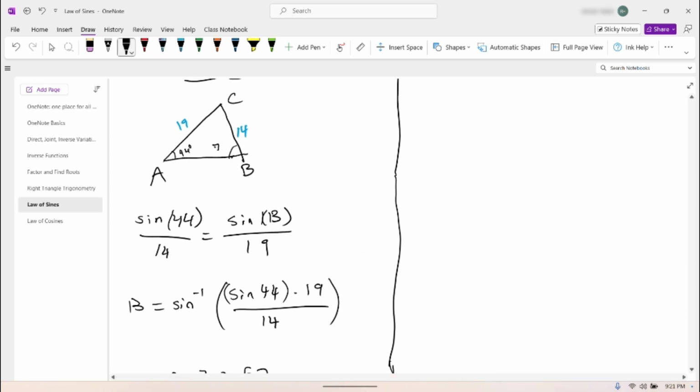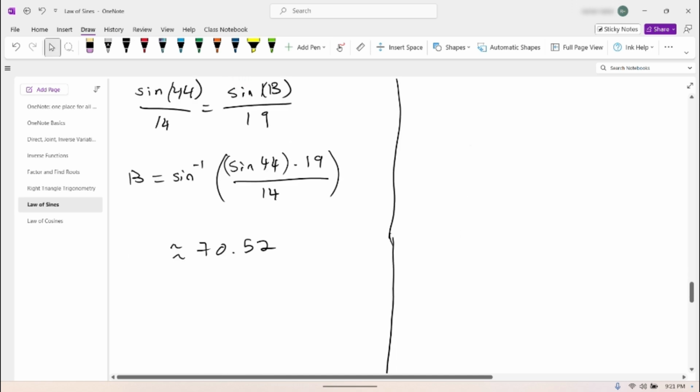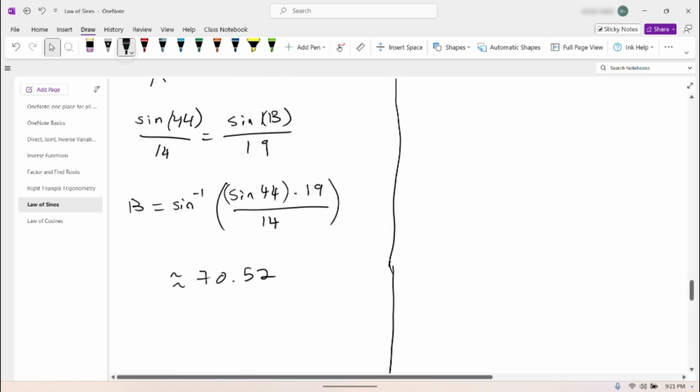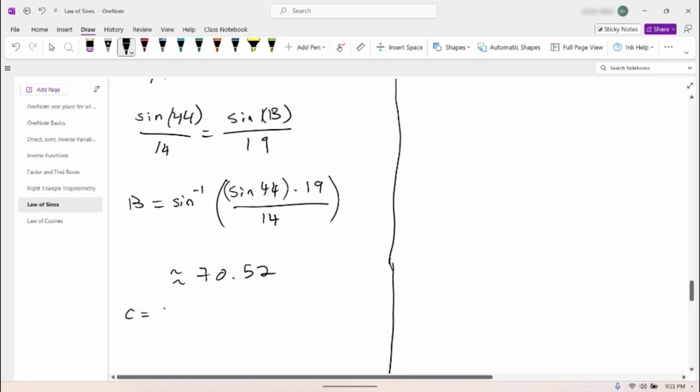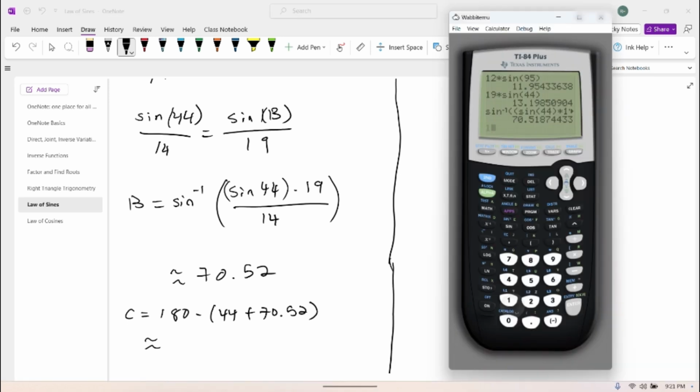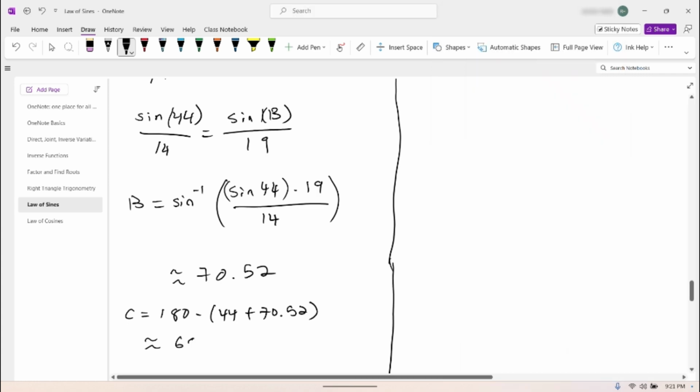So this is 70.52. That means that this angle here is 180 minus those other two. So angle C equals 180 minus 44 plus 70.52. Using our calculator, this is 180 minus 44 plus this angle, 65.48 degrees. So that's the measure of angle C.